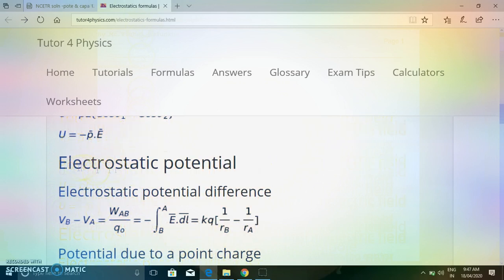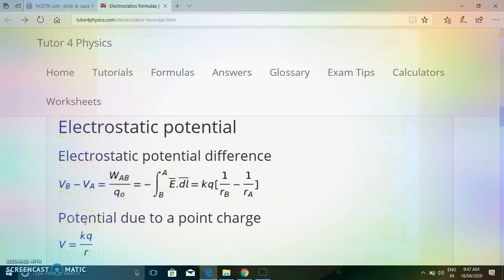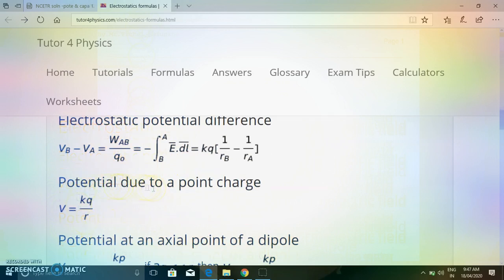Now electrostatic potential. What is electrostatic potential? It is the amount of energy required to bring a unit positive charge from infinity, and we already had this expression. The electrostatic potential due to a point charge is V is equal to K, where again K is 1 upon 4 pi epsilon naught, times charge upon distance. So V is equal to KQ upon R.